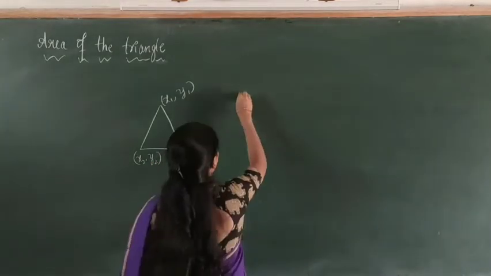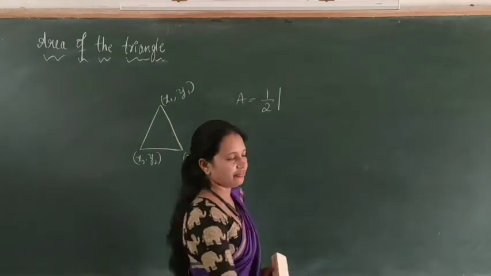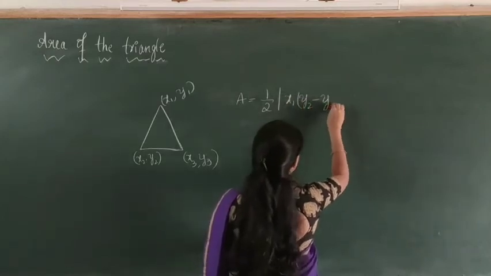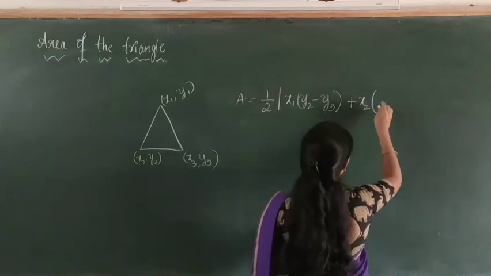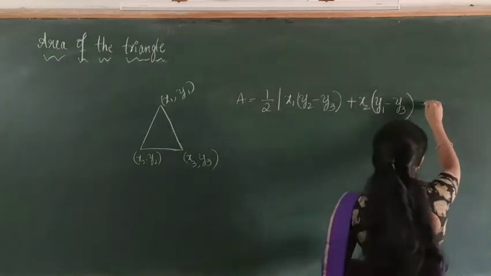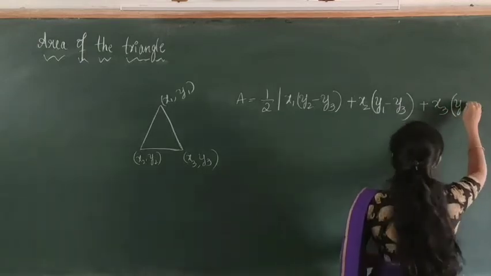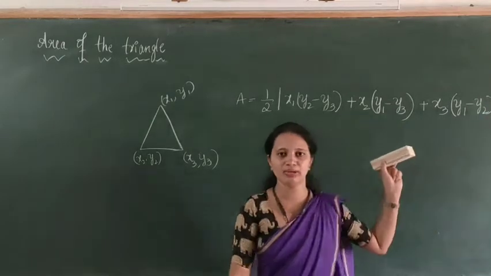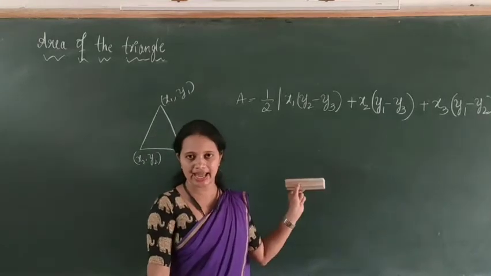then the area of the triangle is half into modulus of x1 into (y2 minus y3) plus x2 into (y1 minus y3) plus x3 into (y1 minus y2). So this is the formula we use if we know the three vertices of the triangle.